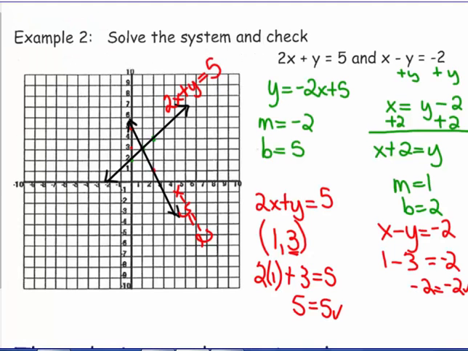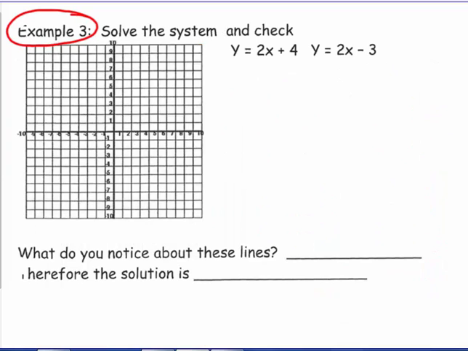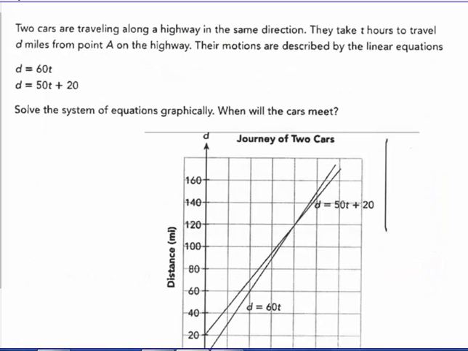So on to the last example, example number 4. Two cars are traveling along a highway, so a real-world application of this. They're traveling along a highway in the same direction. They take t hours to travel d miles from point A on the highway. Their motions are described by the linear equations d equals 60t. So this rate, 60, is 60 miles per hour.